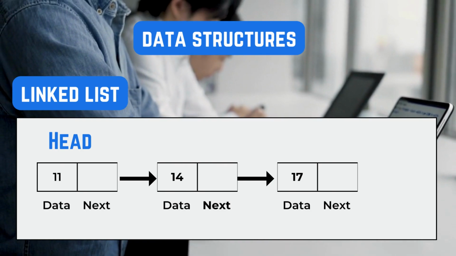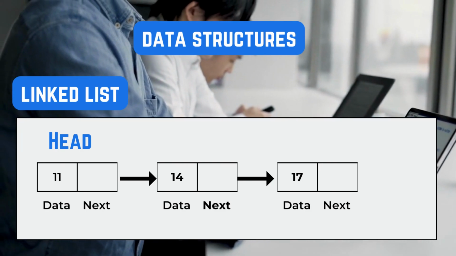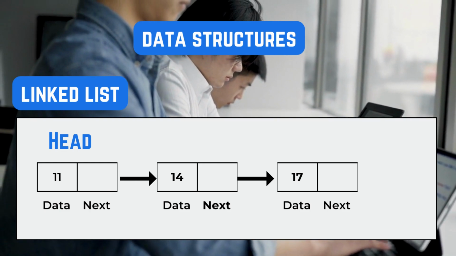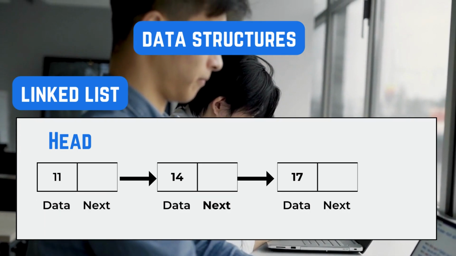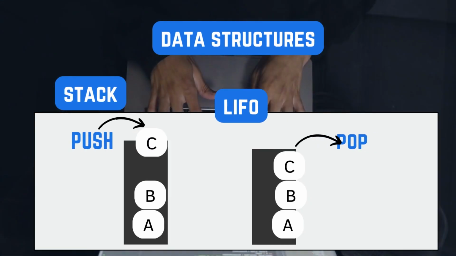Linked lists are another famous data structure that consists of a sequence of nodes, each containing a reference to the next node in the list. Linked lists are useful when you frequently add or remove items from a list.